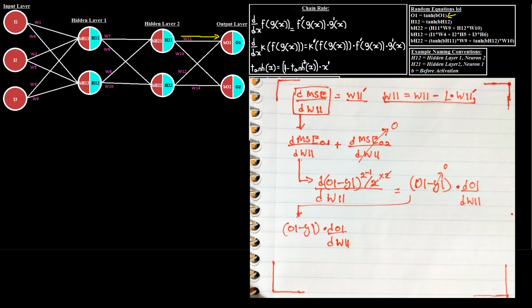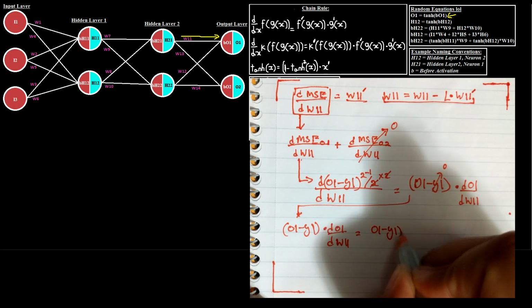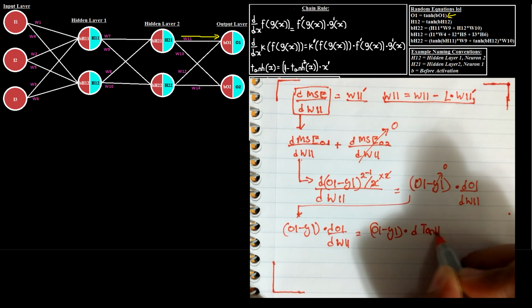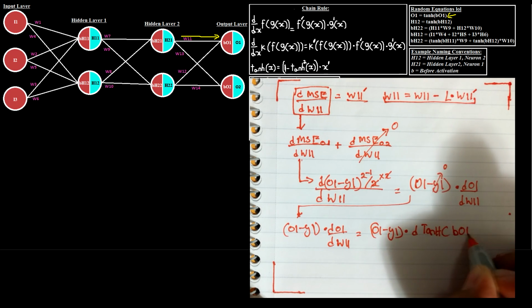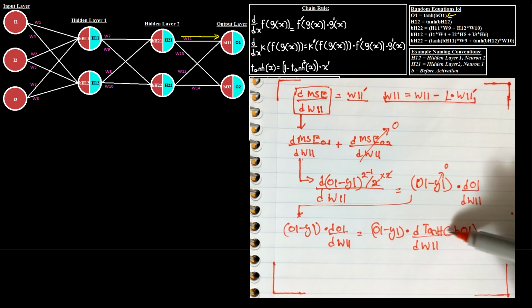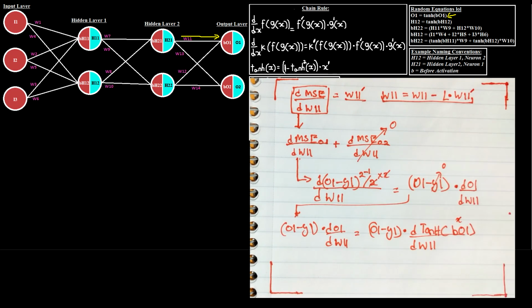So O1 is kind of just, I'm going to rewrite this formula as O1 minus Y1 times the derivative of the tanh of the before activation of O1, divided by d of W11. Well, what is the derivative of tanh of BO1? So just treat BO1 as like an X. So what is the derivative of tanh of X? I have the formula right over here, right? It's 1 minus tanh squared of X times the derivative of X.